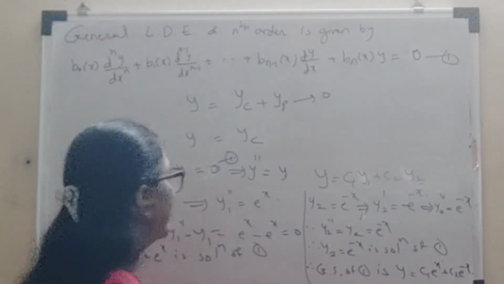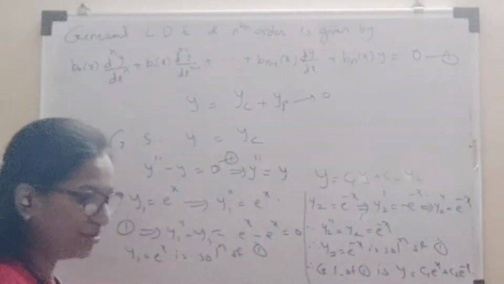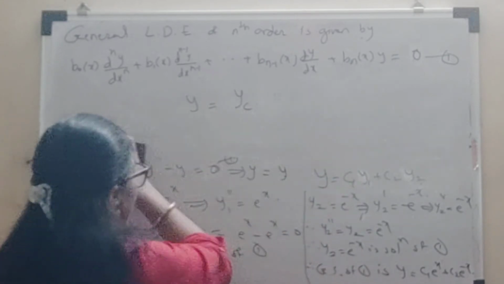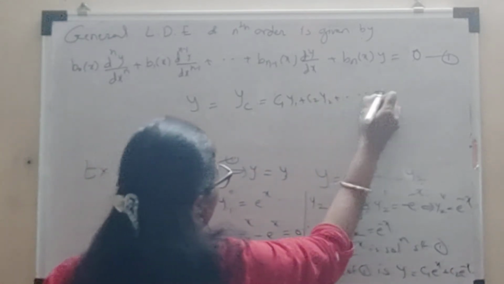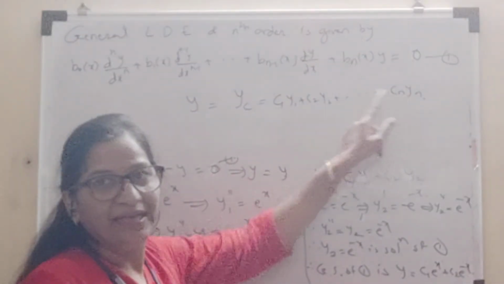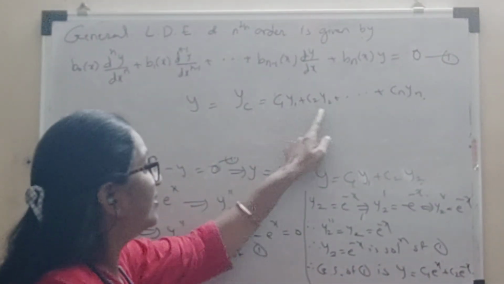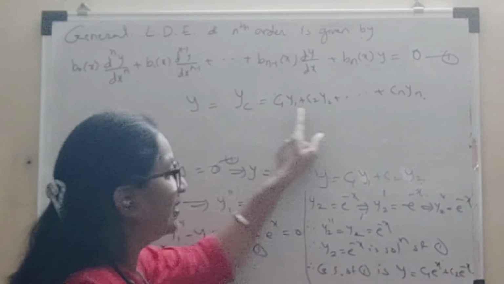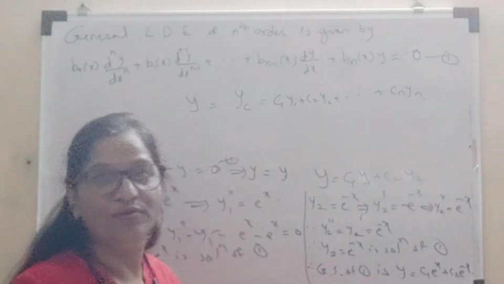Okay. So in general, if the differential equation is of nth order, then its general solution is given by y is equal to yc, provided the differential equation is homogeneous, and yc is nothing but c1 y1 plus c2 y2 plus so on plus cn yn, provided y1, y2 up to yn are n linearly independent solutions of equation 1, and c1, c2, cn are arbitrary constants. Okay, the order of the differential equation is n and there are n arbitrary constants. So this is the case when the given differential equation is homogeneous.